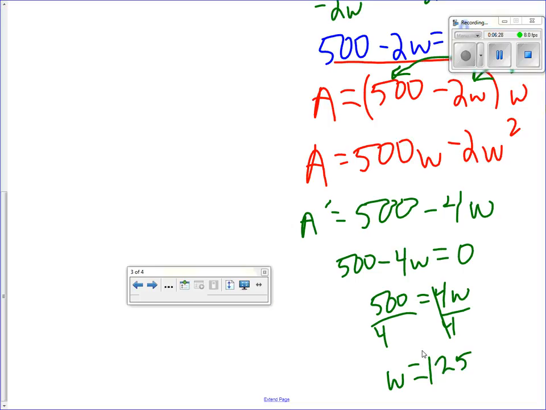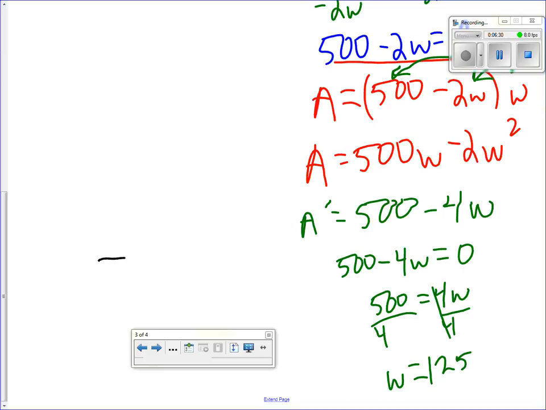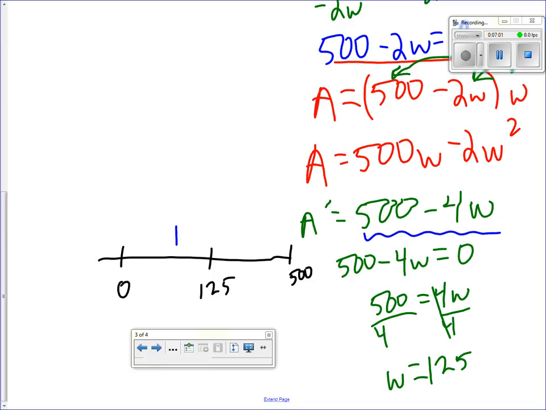So now I'm thinking about my sign chart. I know the width has an endpoint at 0. I know 125 is a critical point, and my width has a maximum of 500 because I only have 500 feet of fencing. Okay, so let's check our sign. Between 0 and 125, I'm checking the sign of my first derivative, so I'm plugging it into this thing right here. I'm going to pick a really convenient value. How about 1? So 500 minus 4 is a positive value.